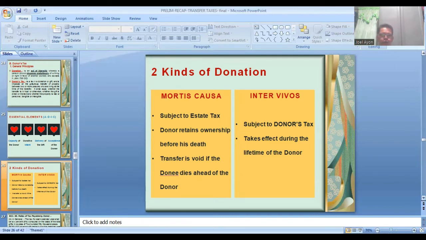Okay. If it is a mortis causa, meaning upon death or after death, it is subject to estate tax. Then the donor retains ownership before his death. Then the transfer is void if the donee dies ahead of the donor. And we have also the donation inter vivos, which is subject to donor's tax. Then it will take effect during the lifetime of the donor. That is called inter, or within life. That is called the donation inter vivos. Okay, so those are gratuitous transfers, donation.